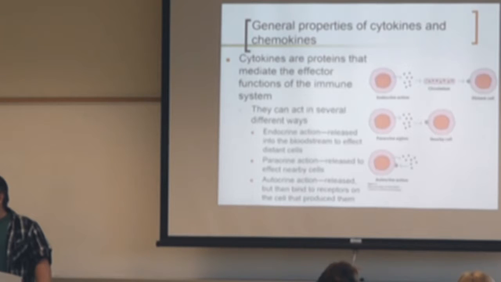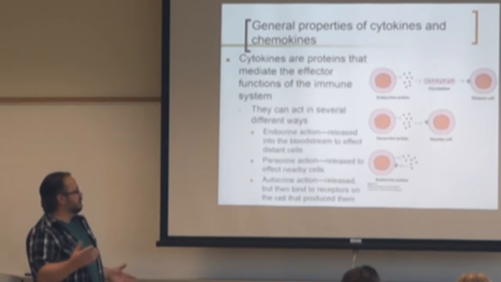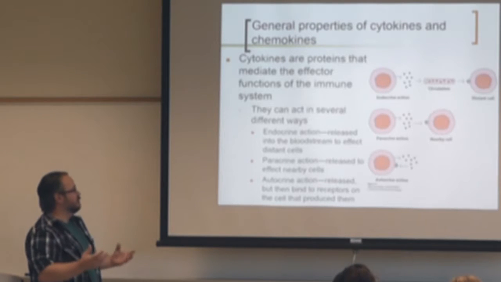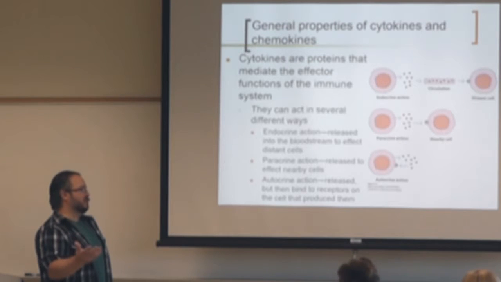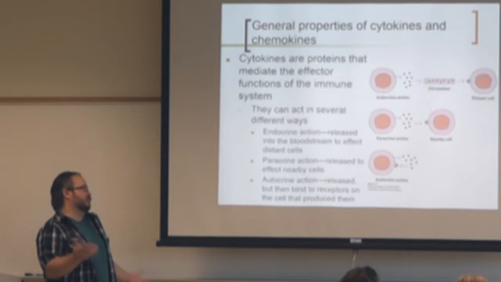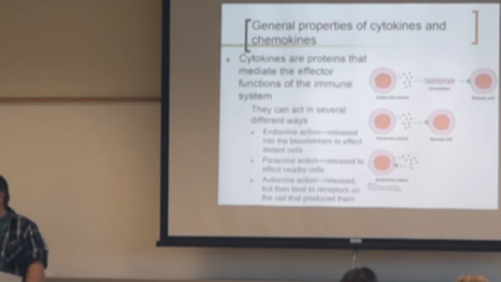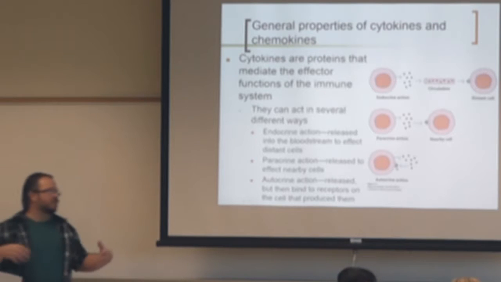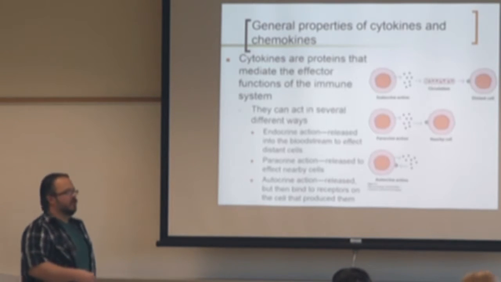Paracrine action is when the cytokine is communicating with a cell that's angstroms away, just very close. And autocrine action is when a cell secretes a cytokine and it binds to its own receptor, so it's kind of talking to itself. It's going to respond to its own set of cytokines to become activated. IL-2 could be one of those.